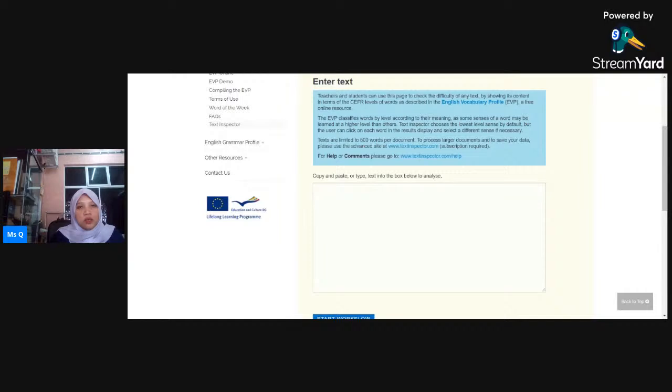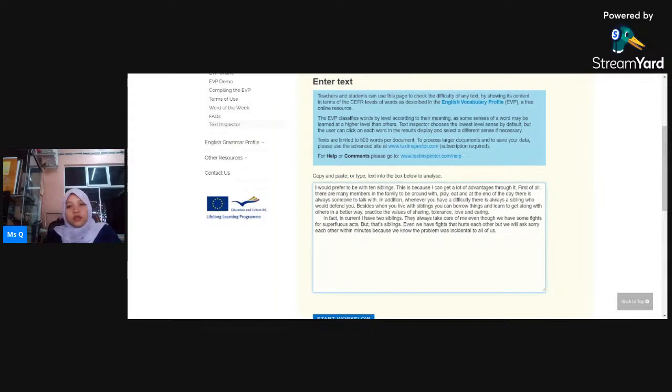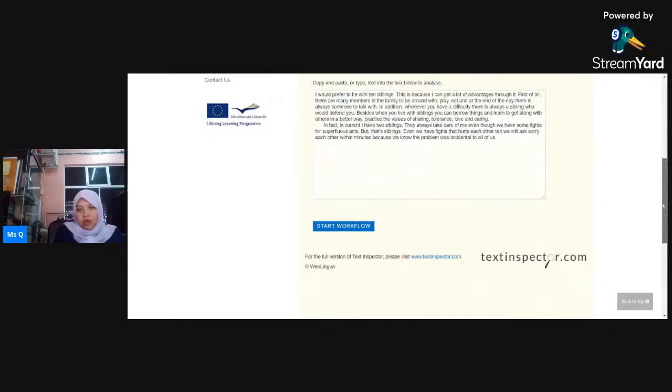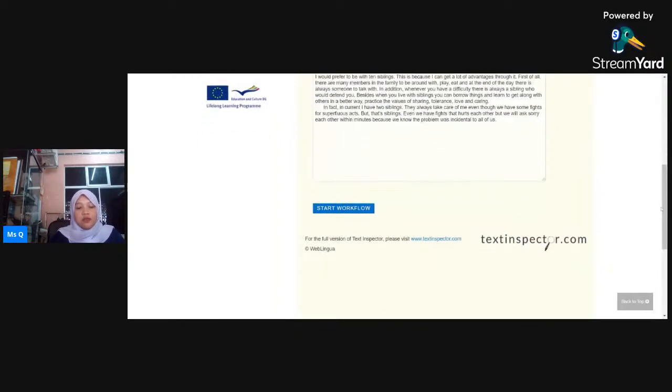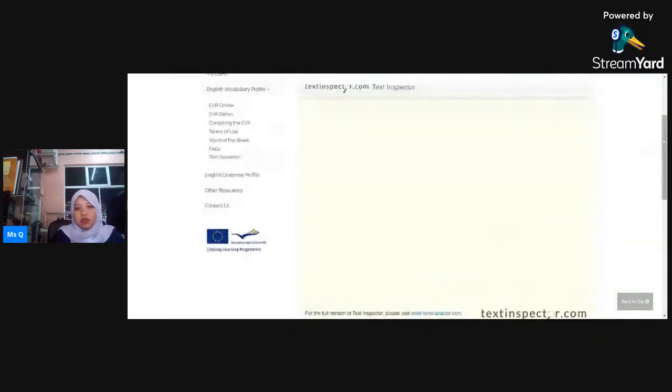So how it works is that after you have written your essay, you need to highlight all the words that you have written. Please be mindful that for part 2, you are only expected to write up to 190 words, so do not write beyond that. So this is the text. You copy and then you paste it. And then you click Start Workflow. Let's wait.